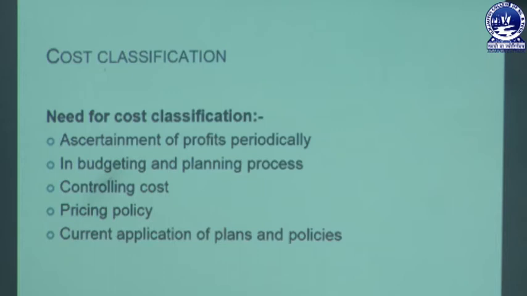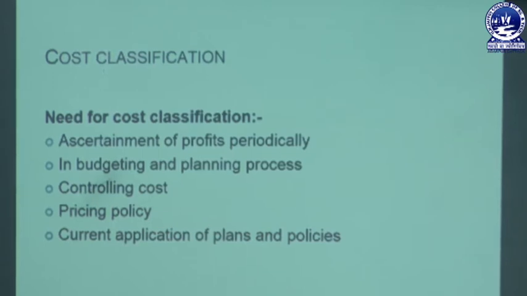The first one is ascertainment of profits periodically. Every organization must know the profit amount, and in order to know the profits relating to a particular period, they must ascertain the cost for producing a product relating to that period. So there must be cost classification. What is the amount of direct cost, indirect cost or fixed cost, whatever the cost, that we will discuss in our next slide. So in order to ascertain the profit periodically, we must classify the cost.